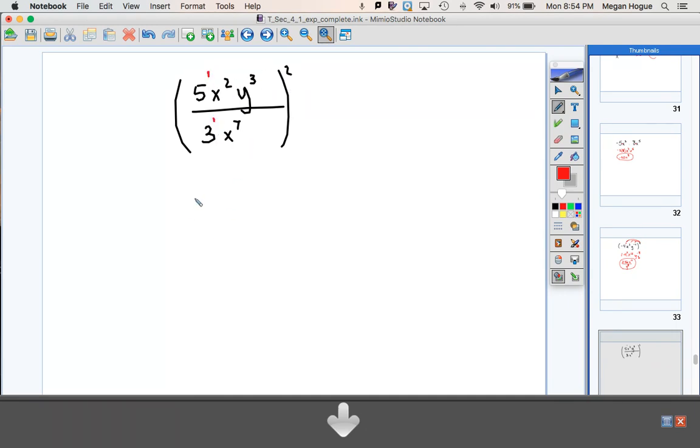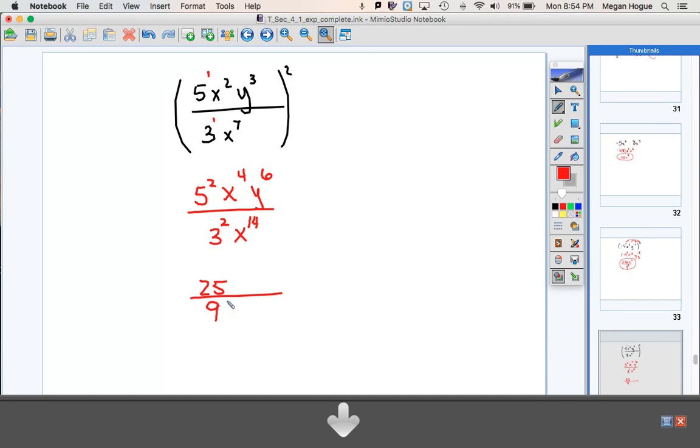I'm going to multiply or distribute to each exponent. So 5 squared, x to the 4th, y to the 6th. And then on the bottom here, I'm going to have 3 squared and x to the 14th, multiplying exponent to exponent. These two each I can multiply out, 25 and 9.